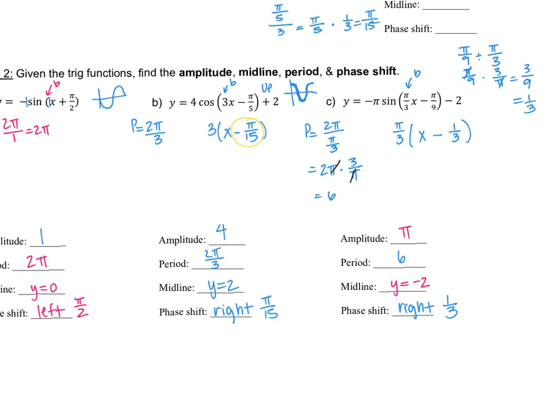All right, that's it for this video. In the next video, we're going to graph the trig function, but this time we're going to graph all 4 different types of shifts: amplitude, period, midline, and phase shift.